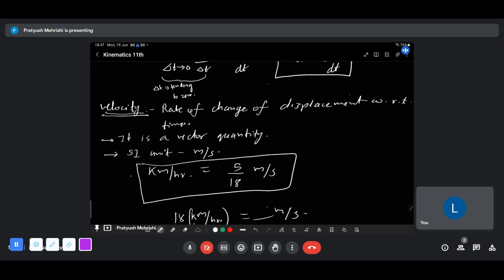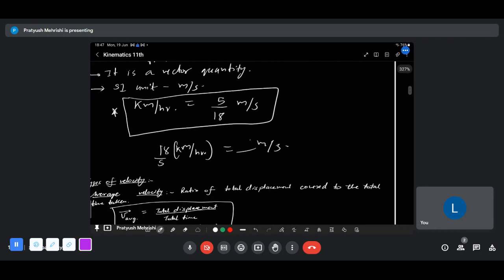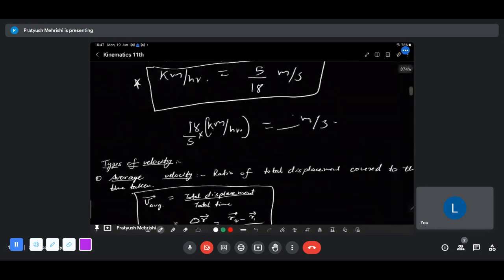One thing to remember, that whenever you are going to convert kilometer per hour in meter per second, then multiply 18 upon 5 with the kilometer per hour. Multiply 18 upon 5 with kilometer per hour, and you will get the speed in meter per second.